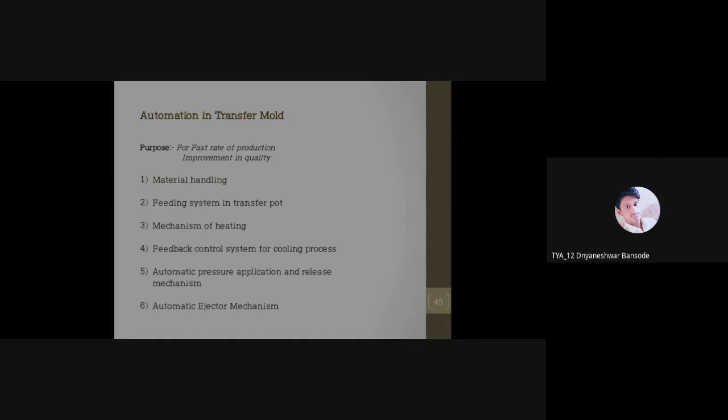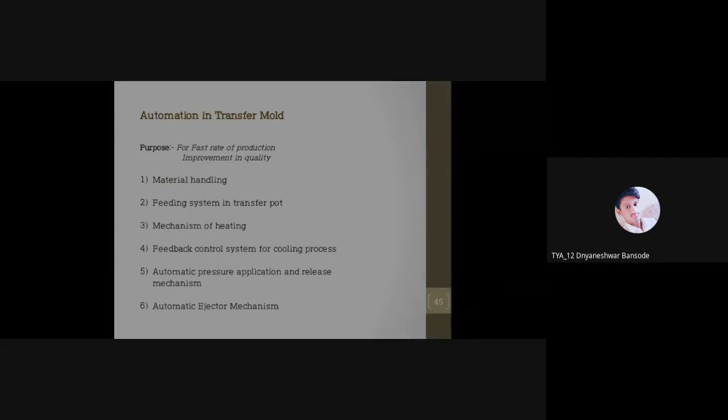So these are some of the locations or pointers for which we can go for automation. Already transfer molding is faster than compression molding. Transfer molding is useful for complicated or intricate shapes. Additionally, if we go for automation, there is more speed, more production. But we cannot say more intricate shapes, because that totally depends on the process, not the automation.